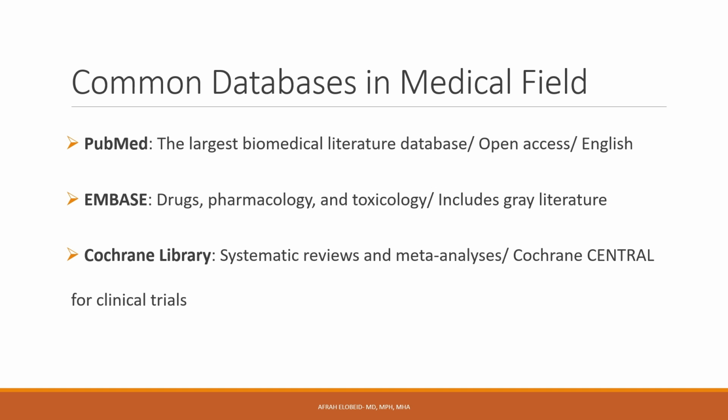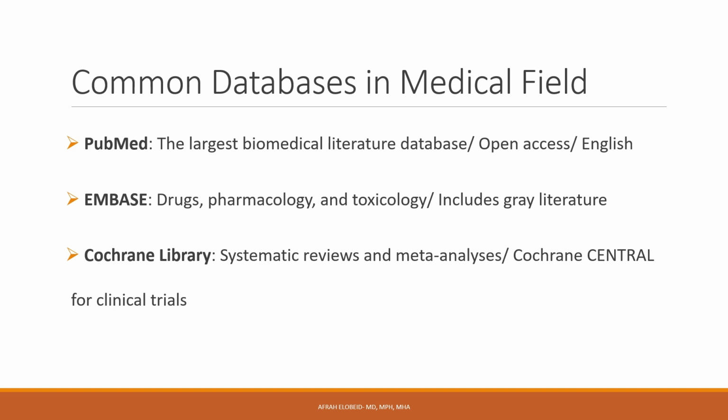And the Cochrane Library is mostly for systematic reviews and meta-analyses. They also have Cochrane Central. It's mostly for clinical trials. So these are the three main databases in the medical field, and PubMed, I would say, is the most important one. And most of the time, if you search PubMed, you are safe that you covered most of the important evidence in the area that you are looking for.